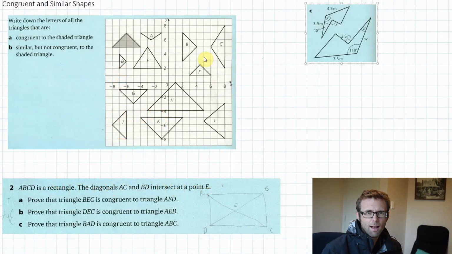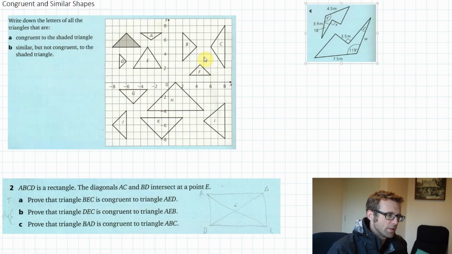IGCSE students, welcome back. Today we're going to have a quick chat about congruent and similar shapes. First of all, I'm going to talk about congruent shapes. If something is congruent, it's exactly the same shape and size. That means all of the angles of the polygon are going to be the same and all of the sides are going to be equal in length.